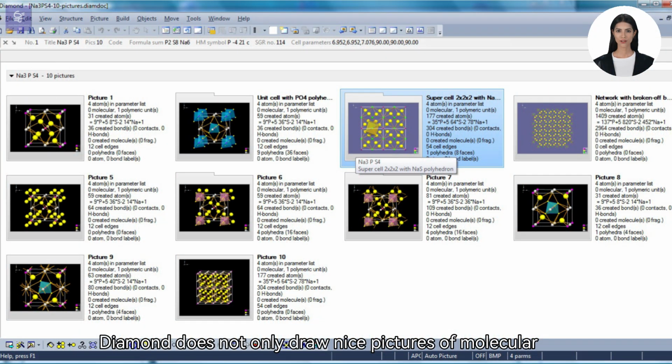Diamond does not only draw nice pictures of molecular and crystal structures like most of its competitive programs do, it offers an extensive set of functions that let you easily model any arbitrary portion of a crystal structure from a basic set of structural parameters: cell, space group, atomic positions.